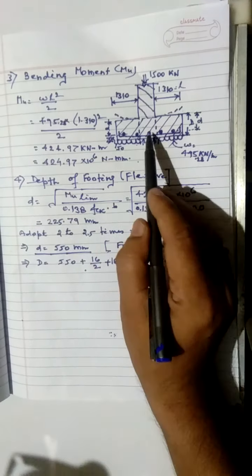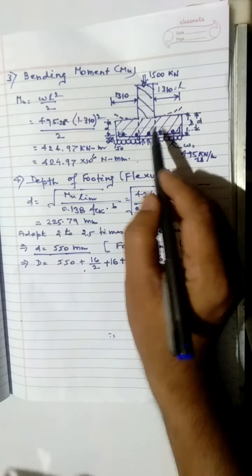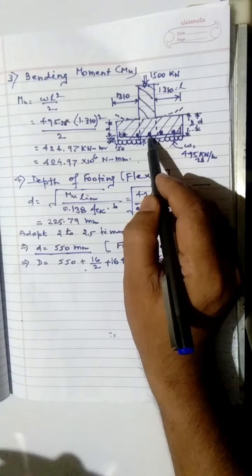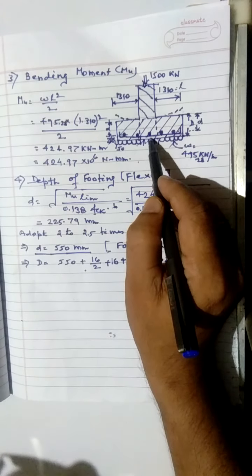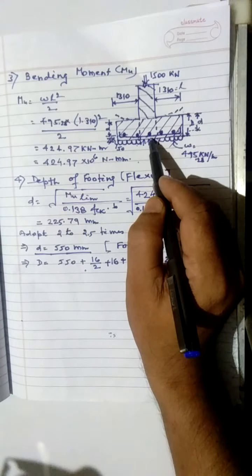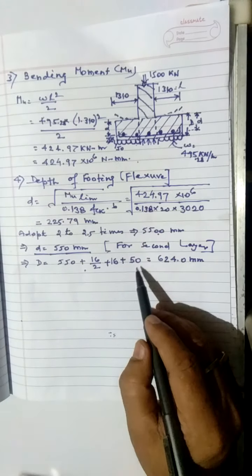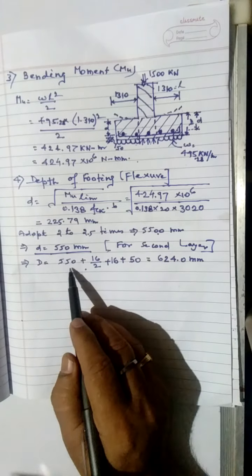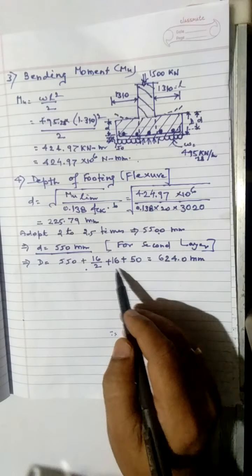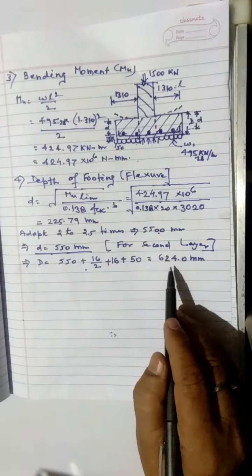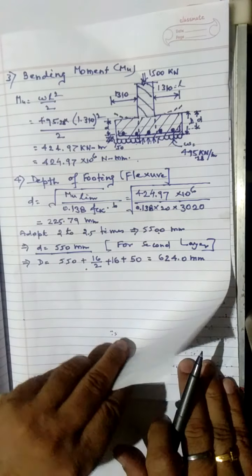If we assume the diameter of the bars is 16 millimeter, then we take half of this second layer, the full diameter of the lower layer, and the clear cover below the steel bars to the bottom of the footing is taken as 50 millimeter. So D is equal to 550 plus 16 by 2 plus 16 plus 50 clear cover, that is 624 mm as the overall depth of the footing.